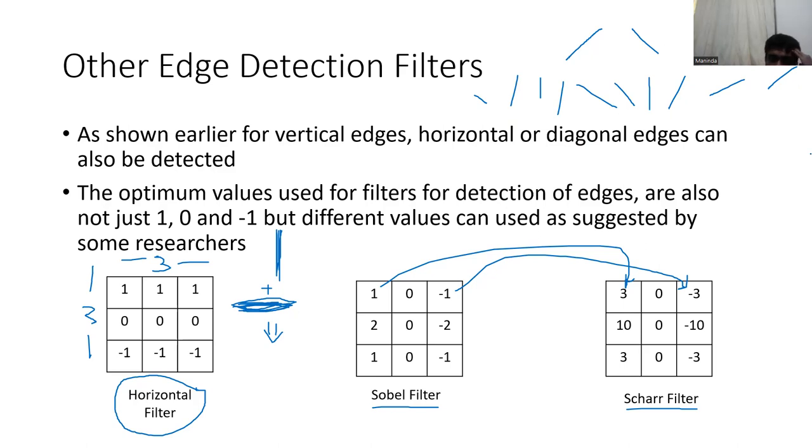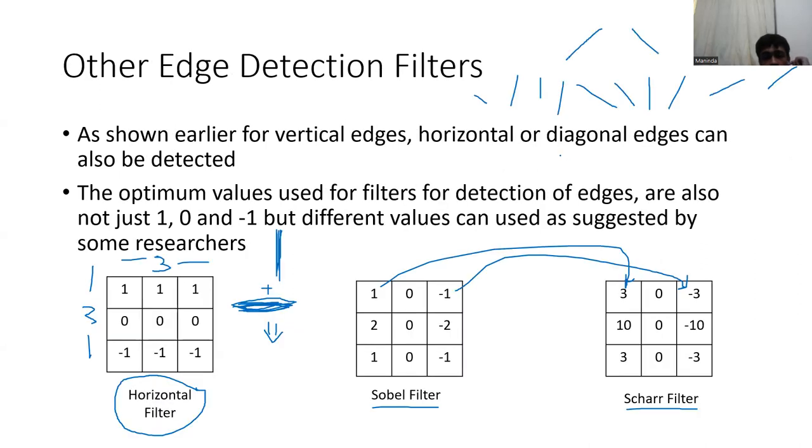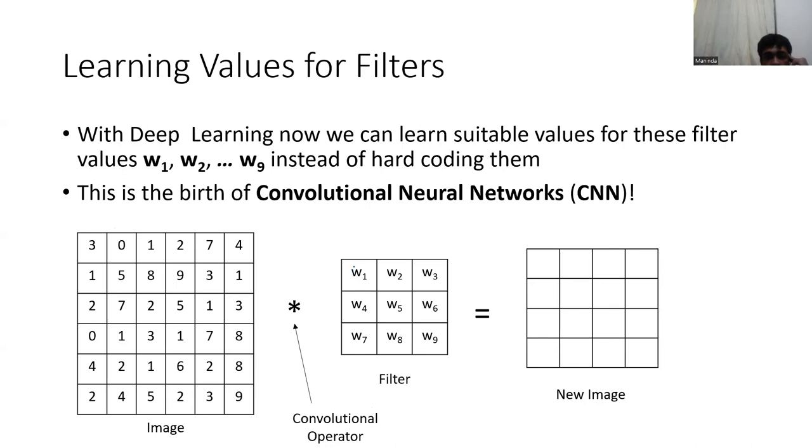So how do we know what edges we have to use first? We don't know. So instead of hard coding the values for these filters, like 1, 1, 1, 0, 0, 0, -1, -1, -1, with machine learning we can set them as parameters, like weight values w1, w2, w3, w4, w5, w6, w7, w8. The filter size we have selected as 3x3, so we don't change it. But now the values of the filter can be learned using the images.